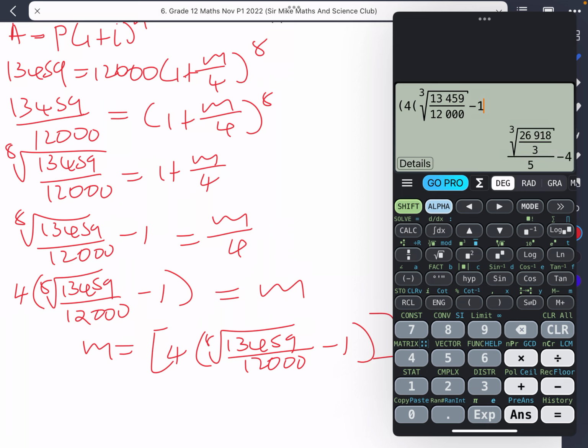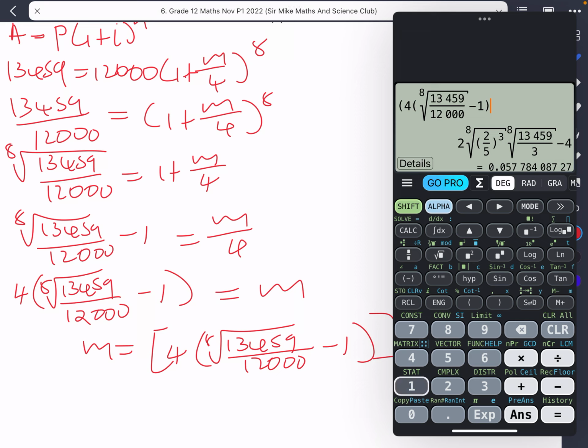4, that's 13,459 divided by 12,000 minus 1, but in this case we take all of that and multiply it by 100. So that's exactly what I'm going to do.